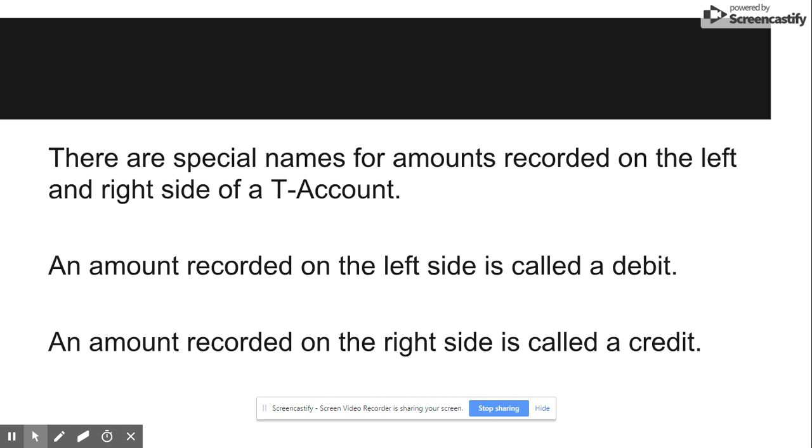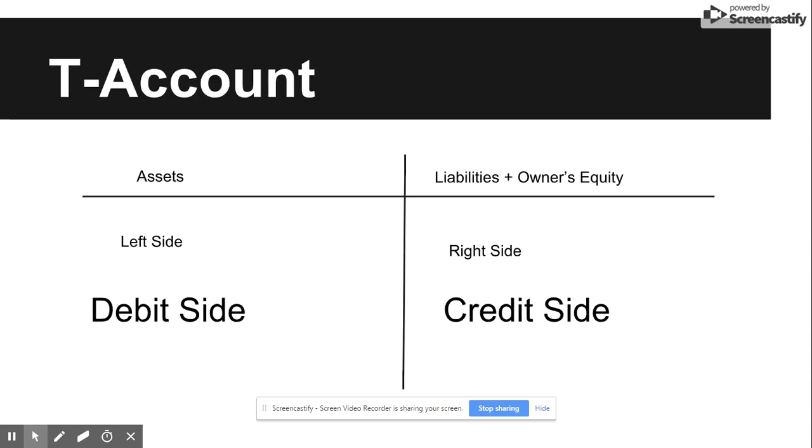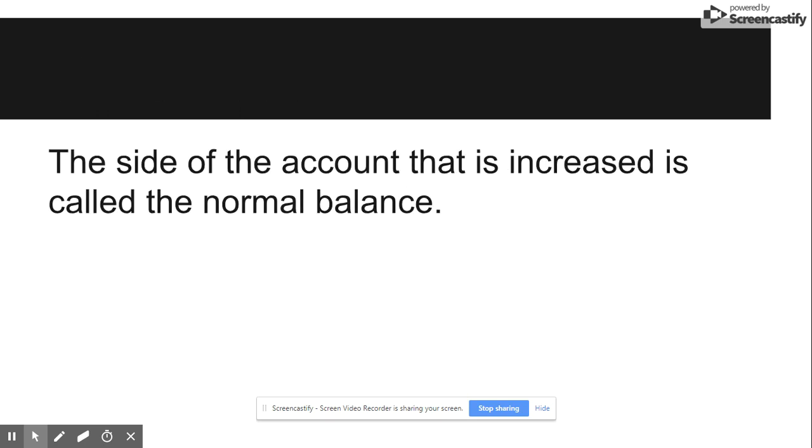There are special names for amounts recorded on the left and right side of a T account. The amount recorded on the left side of a T account is always a debit, and the amount recorded on the right side of a T account is always a credit. That never changes. The side of the account that is increased is always the normal balance side. So the normal balance side is the increase side, and whatever is not the normal balance side is the side that would decrease.